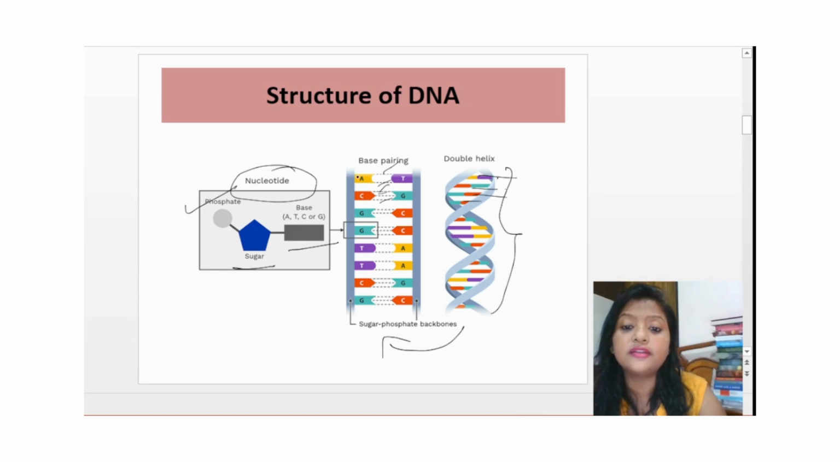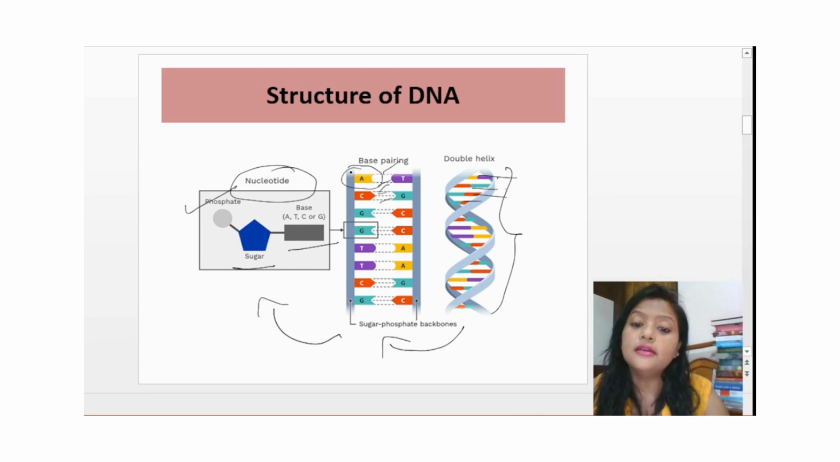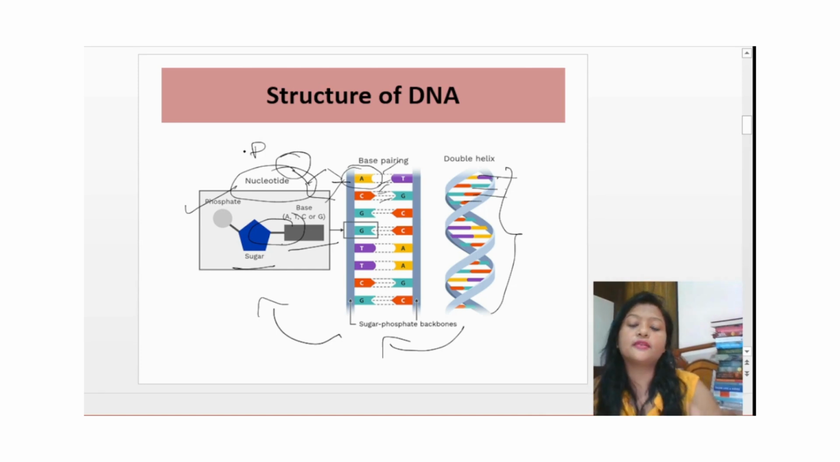So this A out here. See, looking at the previous one, this is the base, okay? This base is linked with the sugar out here. Then the sugar is linked with the phosphate out here. The structure goes like this, okay? On both sides, it goes like this only. So this way, the entire structure of DNA is formed.